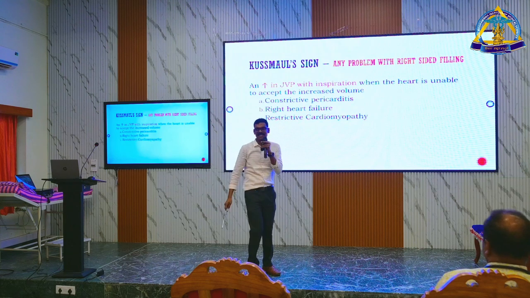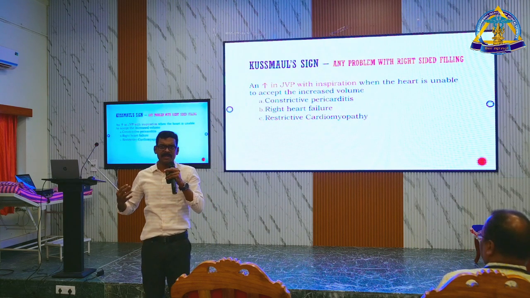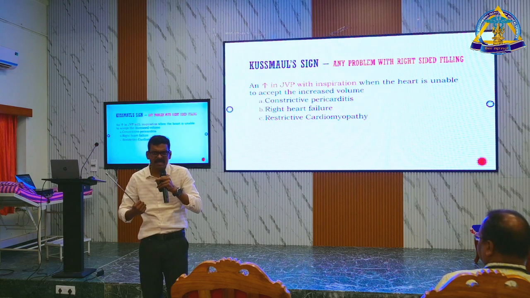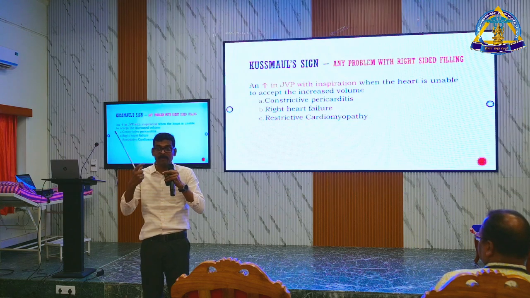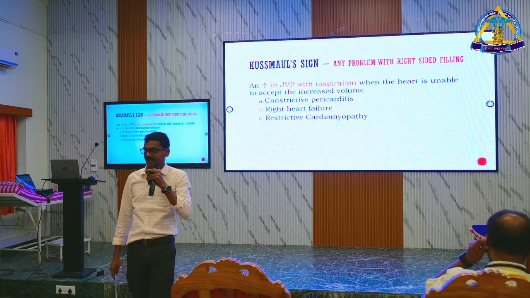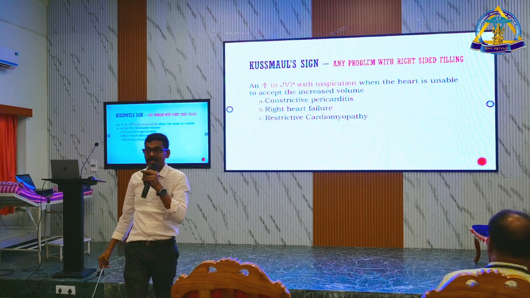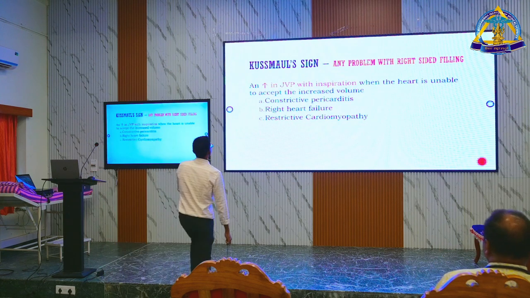Small sign. During normal inspiration, because of the negative intrathoracic pressure, all the blood will be sucked in. You don't see any change in the JVP, it may even go down. But if you have a problem with the RV filling or RA filling, whatever is coming inside will not go into the heart. They can't accept. So what will happen? Suddenly there is a paradoxical increase in the jugular venous pressure. The paradoxical increase in the jugular venous pressure during inspiration is called Kussmaul's sign.